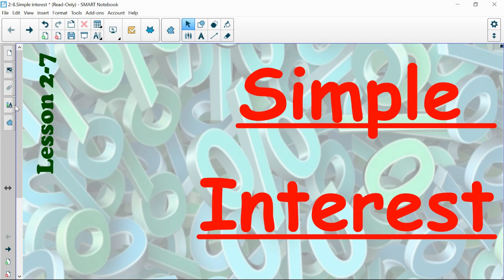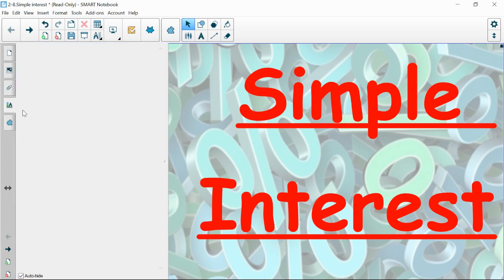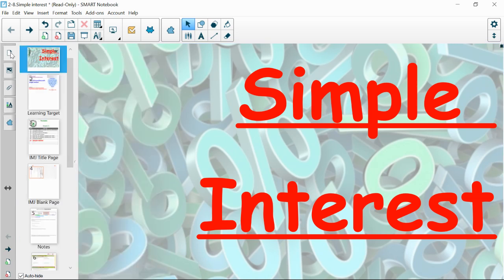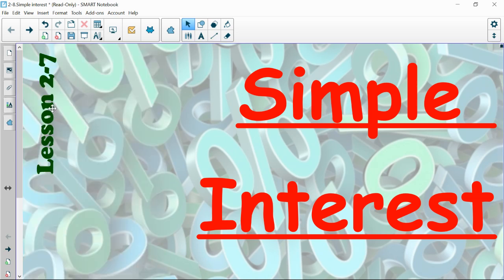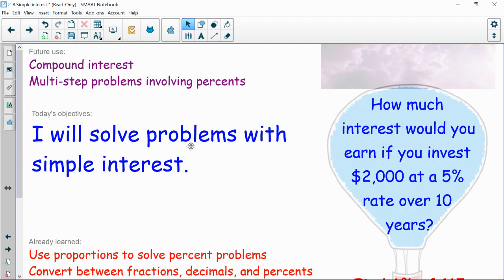So today we are doing simple interest. This is chapter 2, lesson 7 in your textbook. I will solve problems with simple interest.